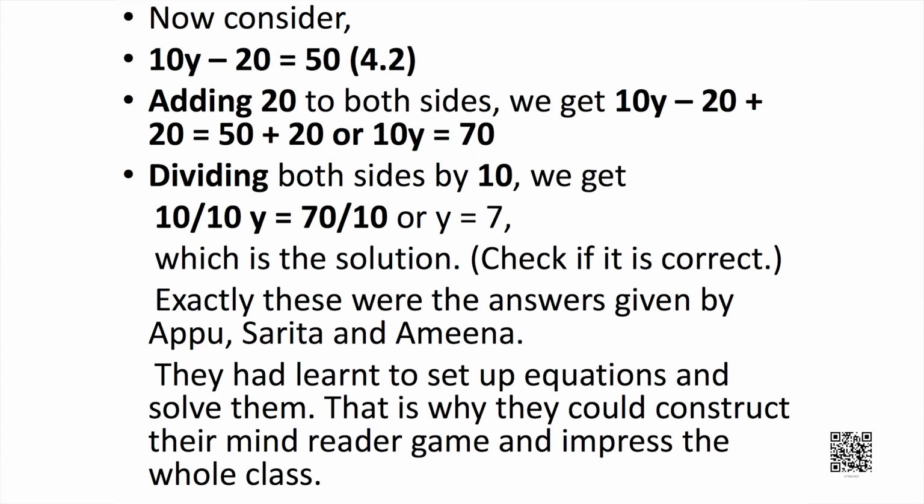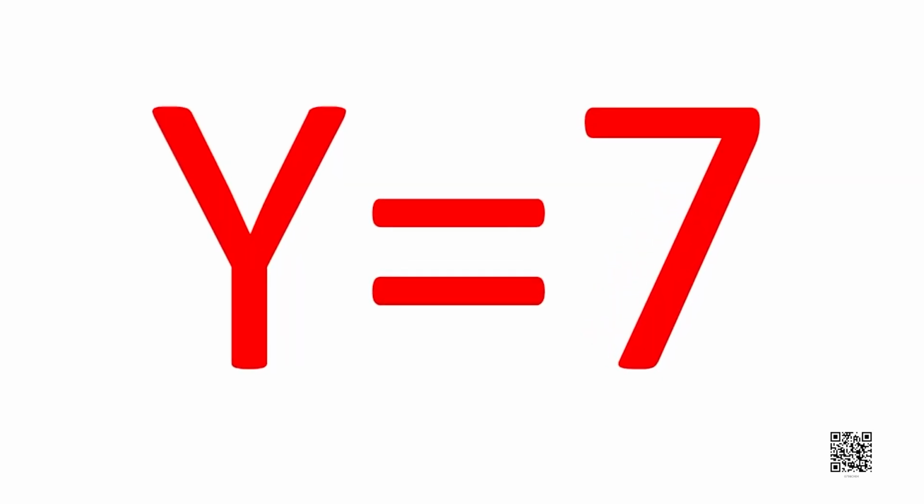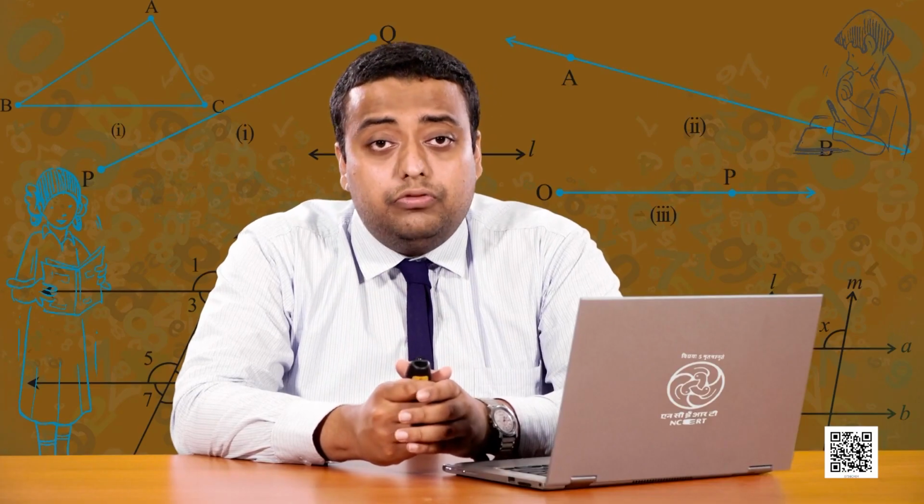Adding 20 to both sides, we get 10y minus 20 plus 20 is equal to 50 plus 20, or 10y is equal to 70. Now we will divide both sides by 10. We get 10y divided by 10 is equal to 70 by 10. After solving further, we will get y is equal to 7, which is the solution. We can check if it's correct or not.